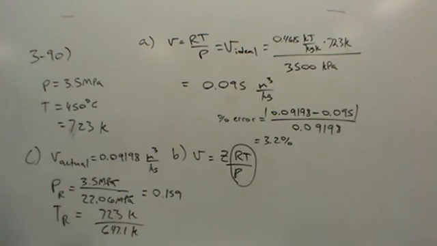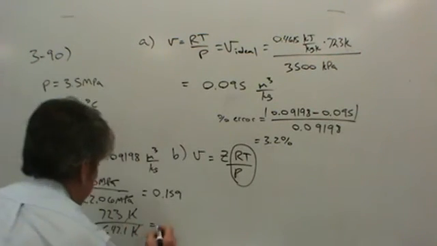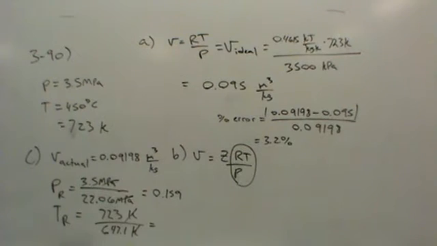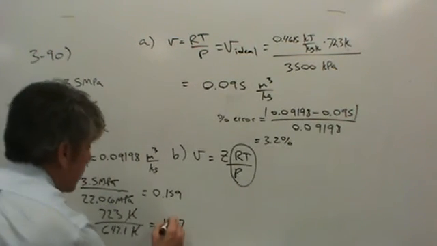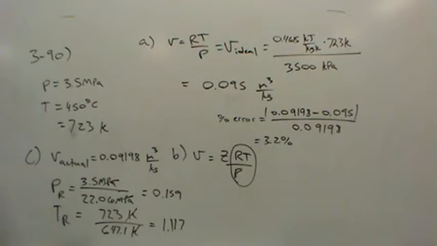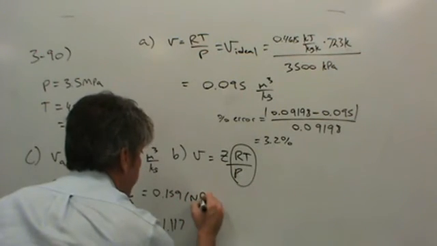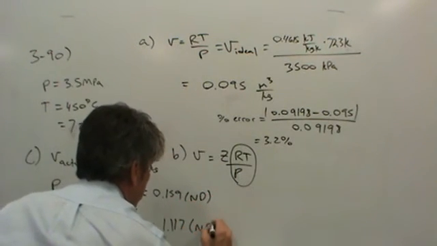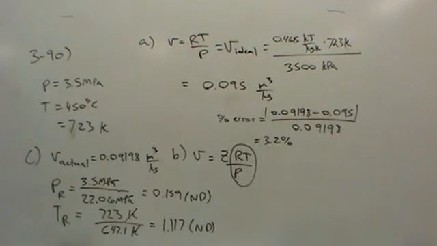647.1 Kelvin. This looked a little bit concerning because the reduced temperature is close to 1. In other words, the critical temperature is close to the actual temperature. Okay, so that ratio is what? It's 1 point something. 1.17, thank you. Notice both of these are non-dimensional. Okay? Now what do we do with this?